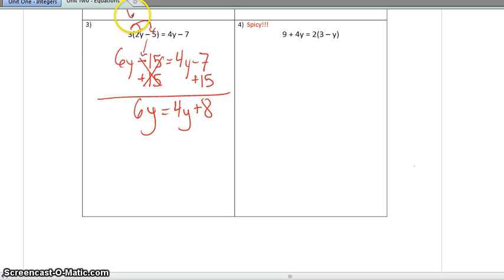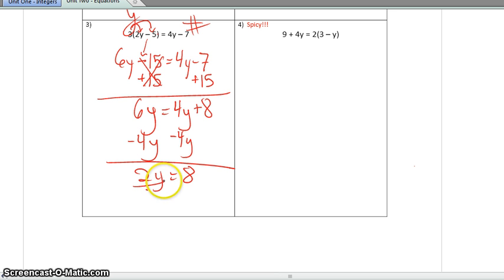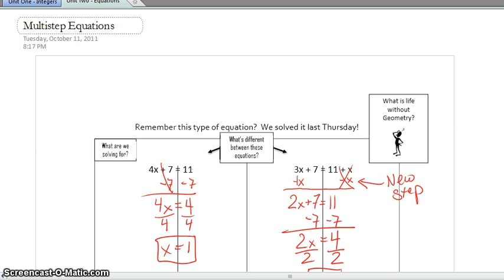Just y's over here. So this side must be for numbers. Just 6y on the left, so this side on the right must be for numbers. 8 is a number. Undo it. Divide by 2. Are you going too fast? Well, you could have paused. Oops, sorry about that.